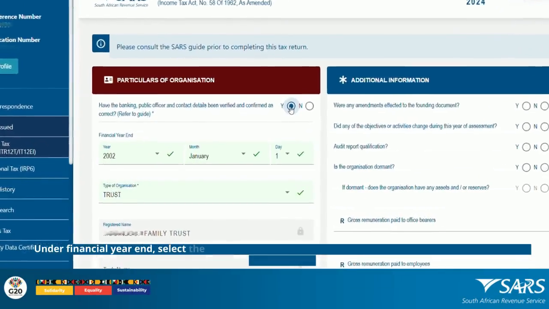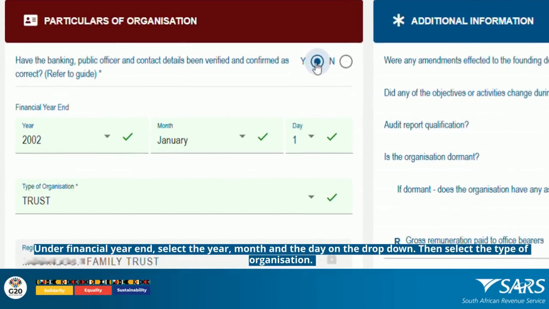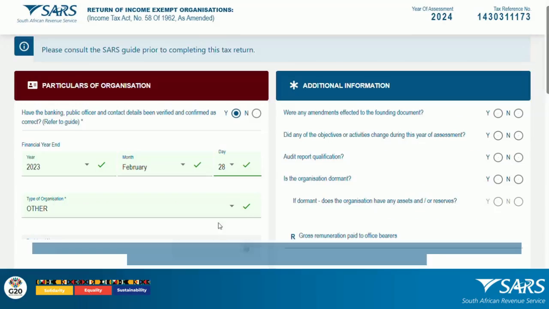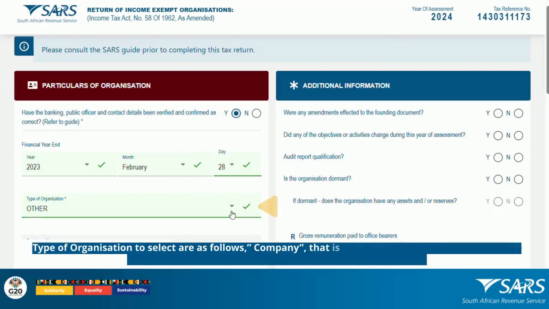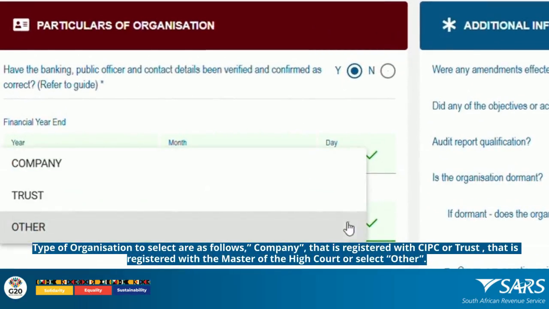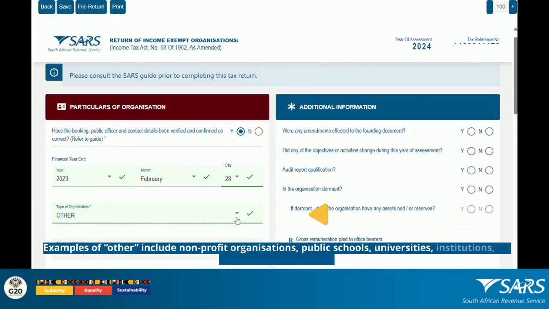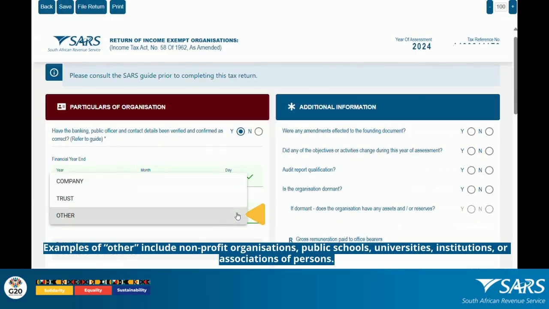Under financial year end, select the year, month, and the day on the drop-down list. Then select the type of organization. Type of organization to select are as follows: company that is registered with CIPC or trust that is registered with the Master of the High Court, or select other. Examples of other include non-profit organizations, public schools, universities, institutions, or associations of persons.